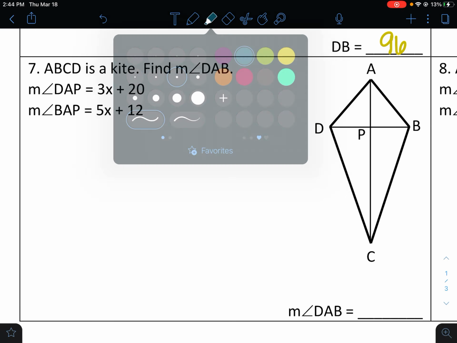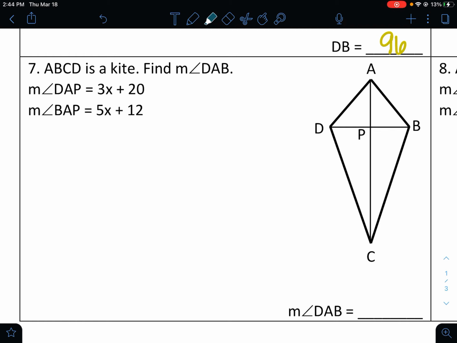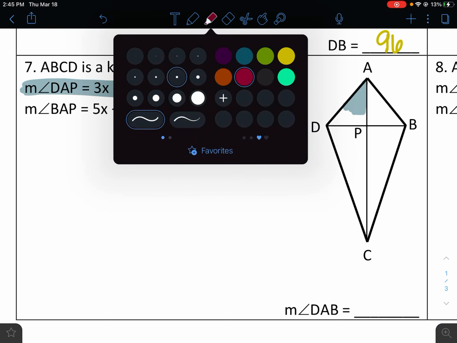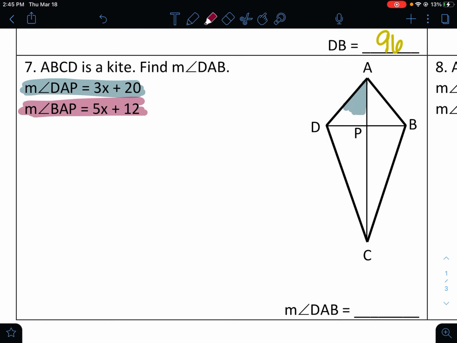Okie dokie. So we have the measure of angle DAP. So let's see, DAP. Okay, so I outline it in the same order that the letters appear. So that's going to be this angle up here. So DAP is this angle right there. And then we have BAP. So start at BAP. Okay, so that's that angle. So I'm going to just shade it in a little bit better. There, okay? And those two angles are definitely congruent.